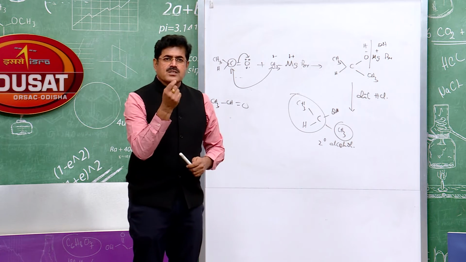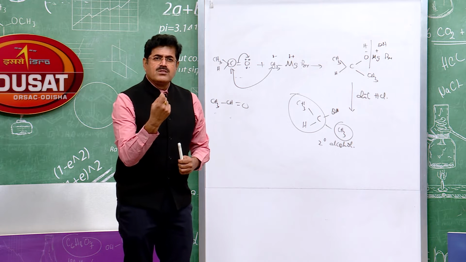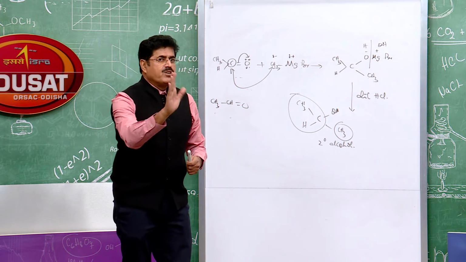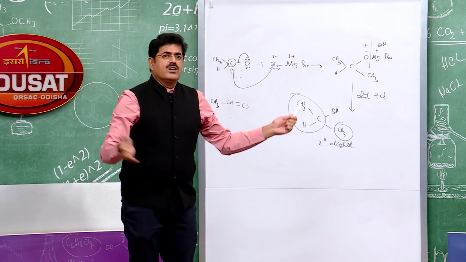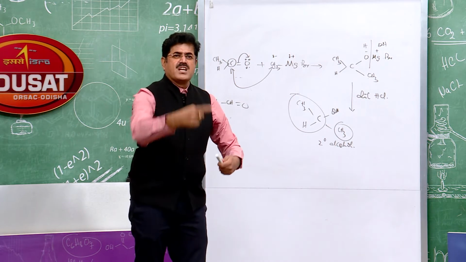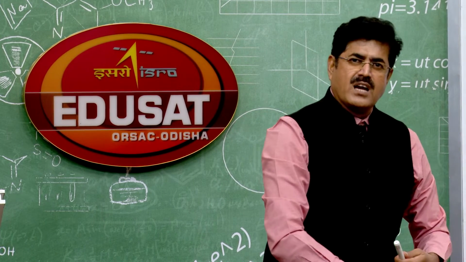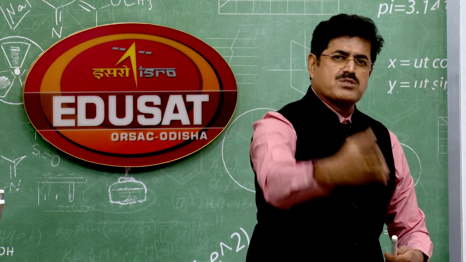Okay. So this is addition of Grignard reagent to aldehydes and ketones. I have not yet discussed ketones. Let me show you how addition of Grignard reagent to ketone gives tertiary alcohol. You know that ketone gives tertiary alcohol. Any ketone you use, it gives tertiary alcohol.